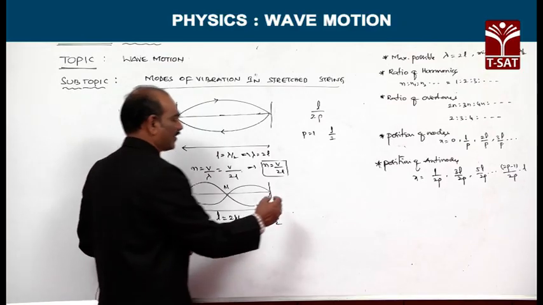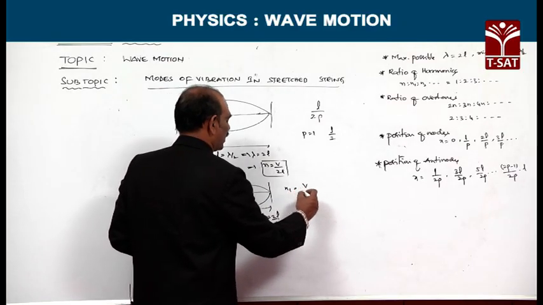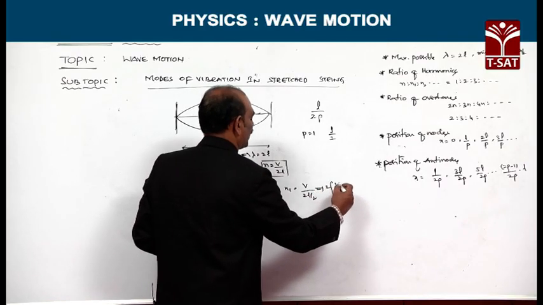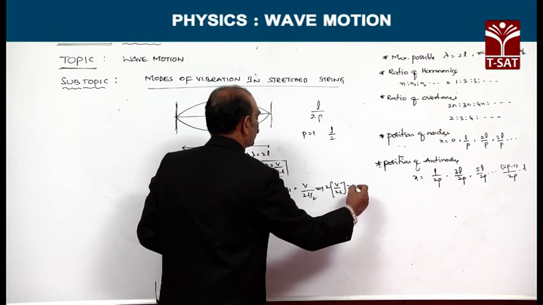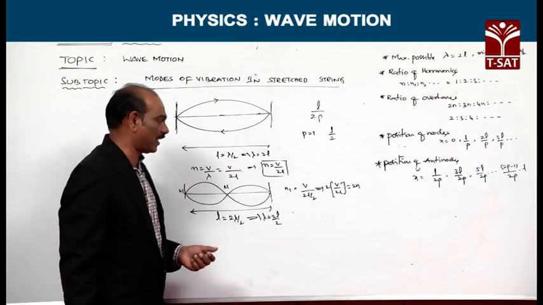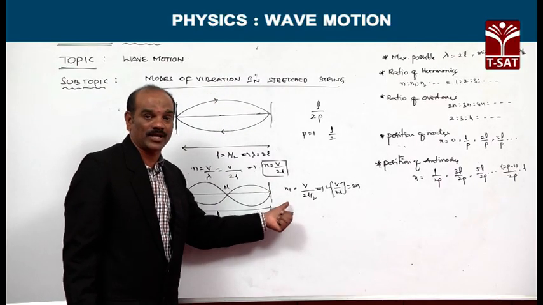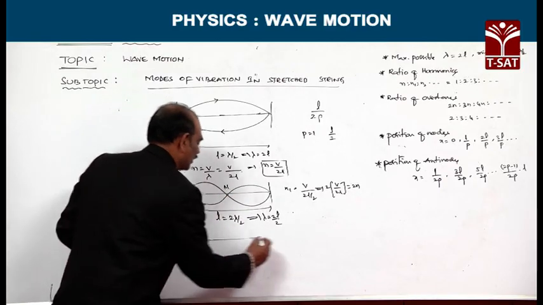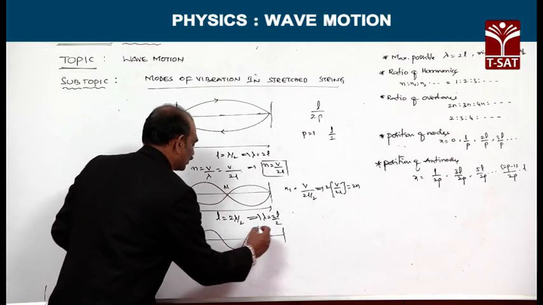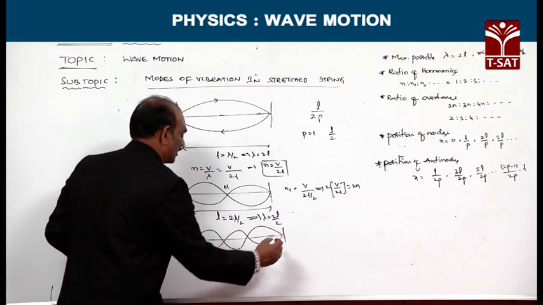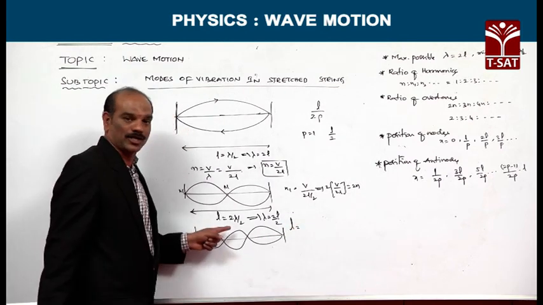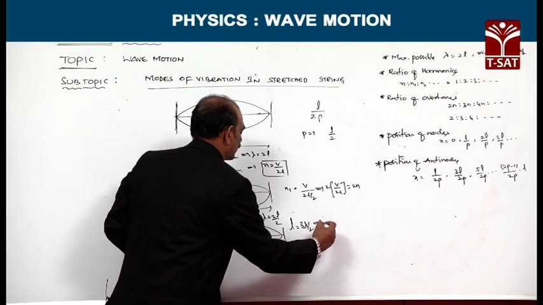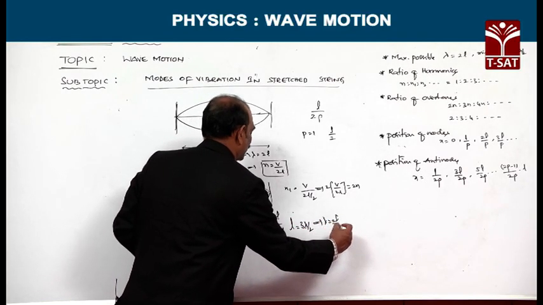We want to find the frequency. n1 = v by lambda, with lambda = 2L by 2, which is nothing but 2 times v by 2L, equal to 2n. That means the frequency of the second harmonic is twice that of the fundamental. Similarly, for the same string vibrating with 3 segments, L = lambda by 2 plus lambda by 2 plus lambda by 2, which becomes 3 lambda by 2. From this, lambda = 2L by 3.